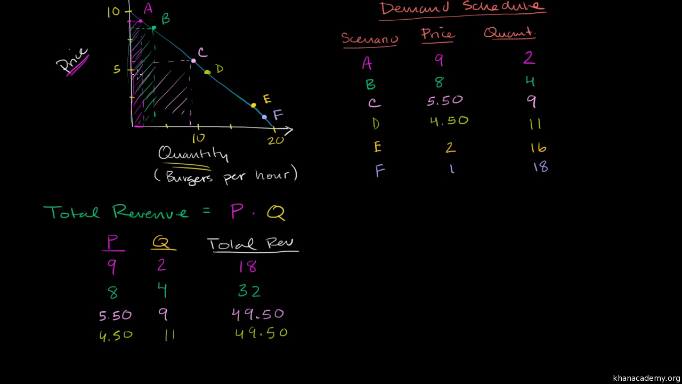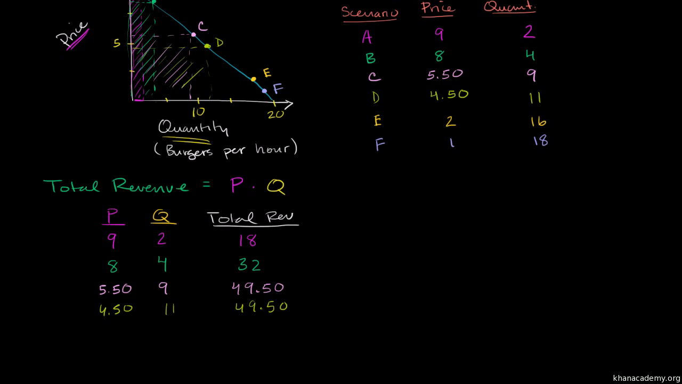So this rectangle is going to have the same area as that pink one that we just did for scenario C. Now we lowered the price, and it looks like things didn't change much. And now let's just do one more point, actually, for the sake of time. Point E, and I encourage you to try other ones. Try F on your own.